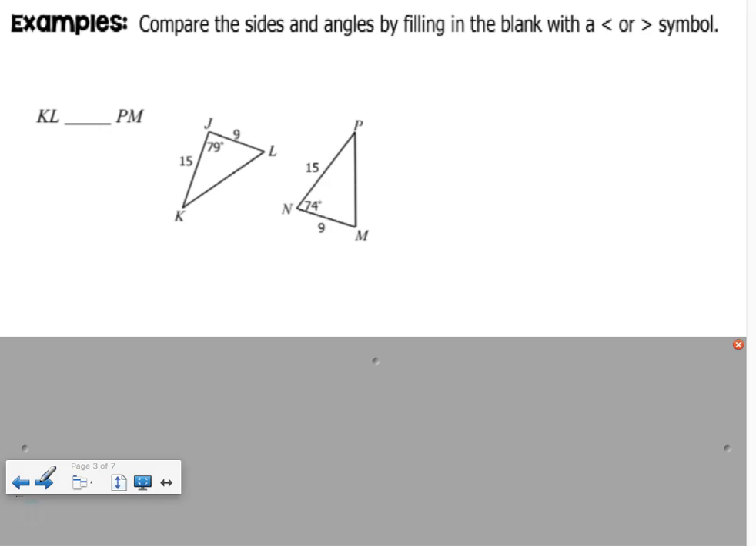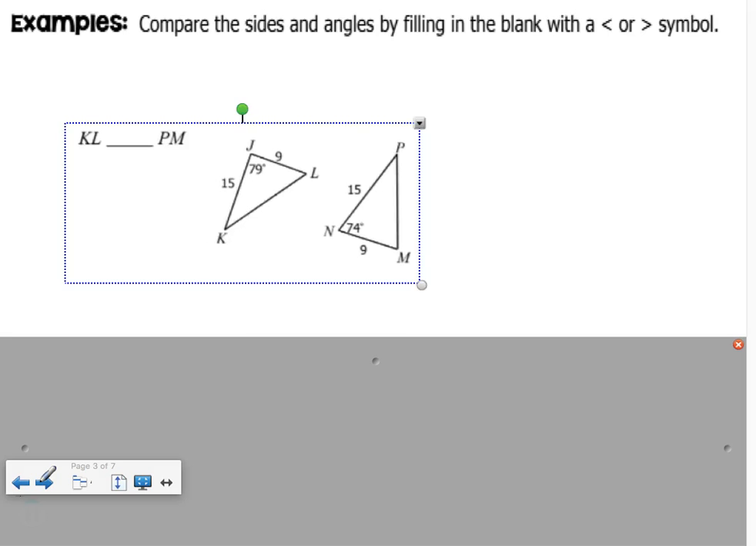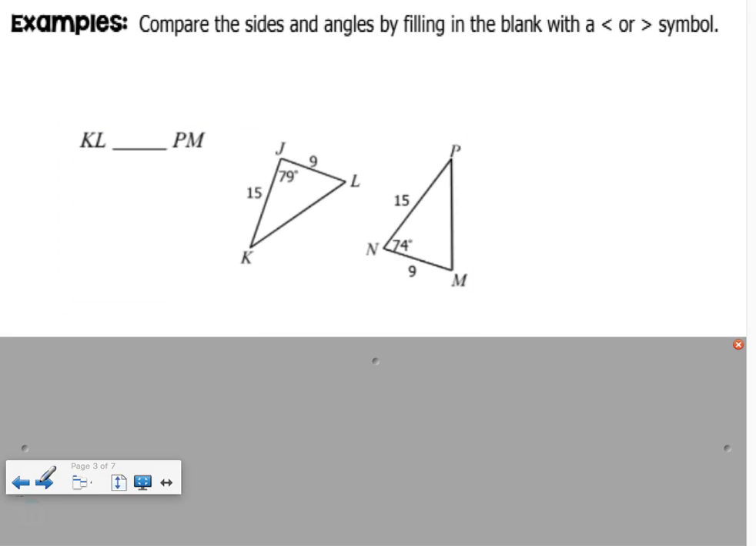Okay, let's try this out. It says compare the sides given the information. So do you guys see 9 and 9, 15 and 15? So we have two pairs of congruent sides. Angle J is 79 and angle N is 74. What do we know about KL and PM? Would you guys agree that KL would have to be greater than PM? Yeah.